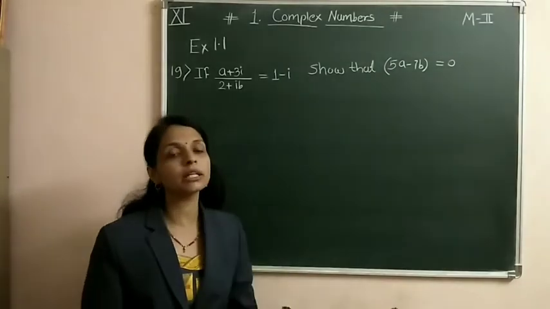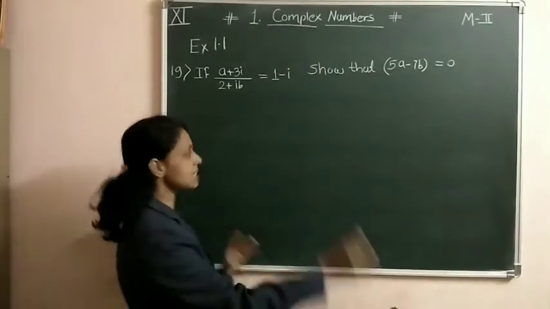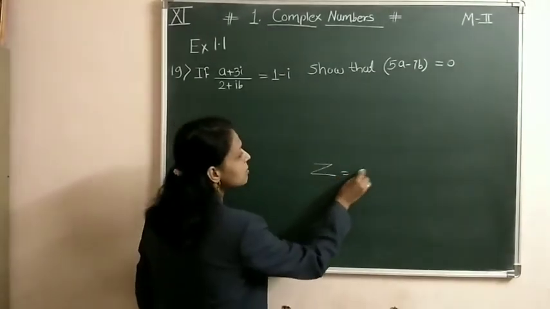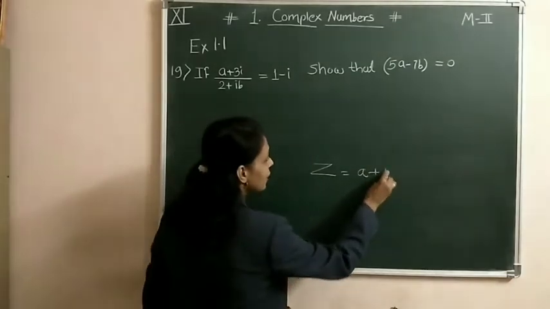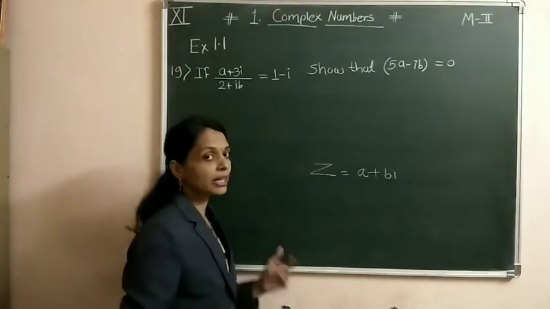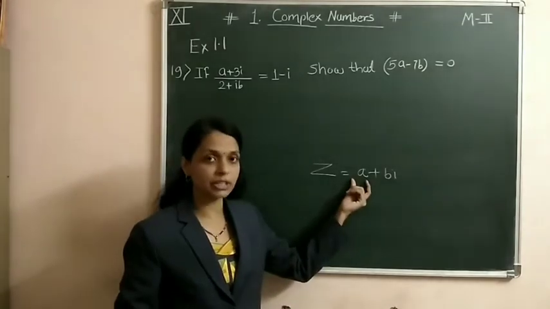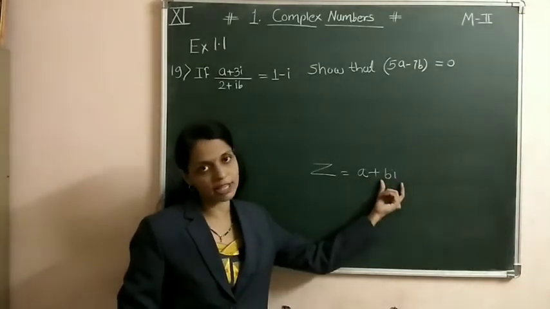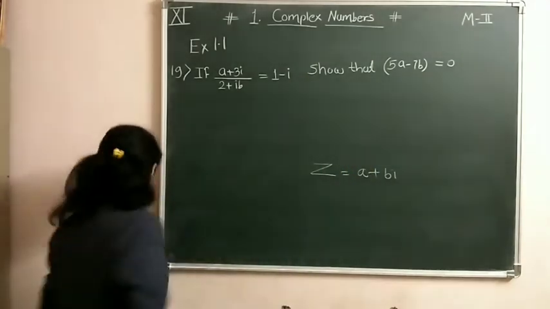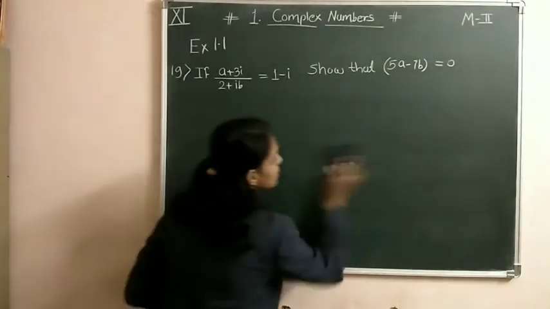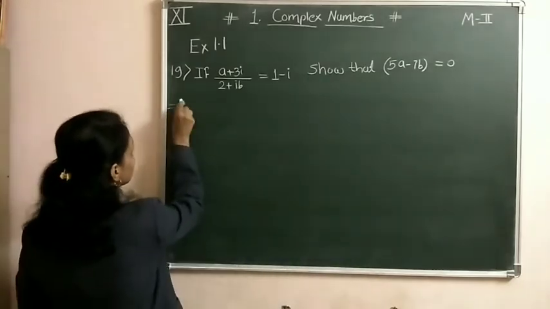Students, we are learning the complex number and the basic things of it. A complex number is written in the form a + bi. I have already told you, the first part is the real part and the second part is the imaginary part. Now the condition is given, and we'll start with this condition.